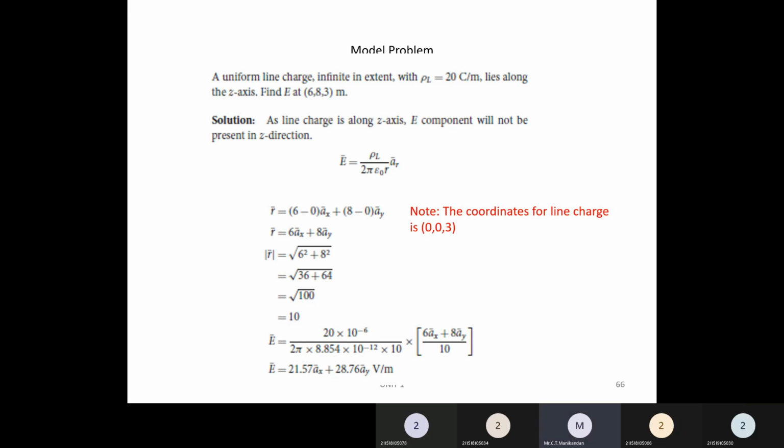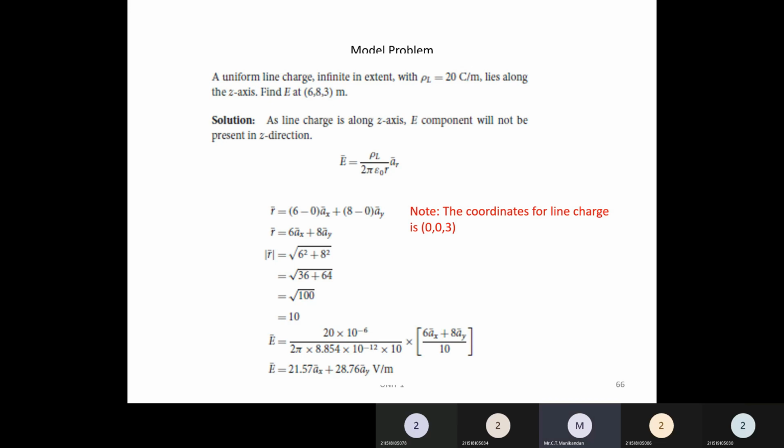So you will be getting 0, 0, 3 there. We have to cancel out the 3 here. To cancel out the 3, I am substituting 3 for the line charge also. So the coordinates for the line charge are 0, 0, 3. So the r vector equals 6 minus 0 into ax plus 8 minus 0 into ay plus 3 minus 3 for az. So the r vector will be 6ax plus 8ay.